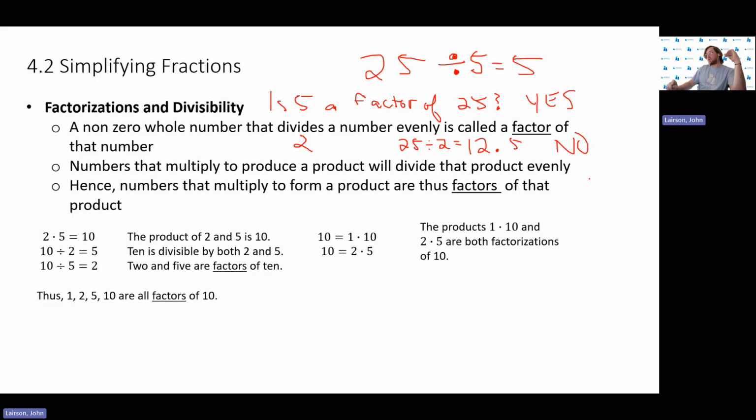So that's how we check. We have a number we want to find the factors of, and then I'm going to divide it by numbers I want to see are factors or not. And if it's a whole number, it is a factor. If not, it's not a factor. So the example given here is 10, right? 10.